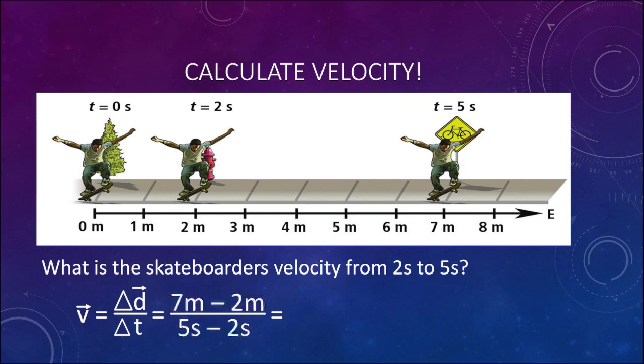7 minus 2 equals 5. 5 minus 2 equals 3, so it gives us 5 over 3 meters per second.